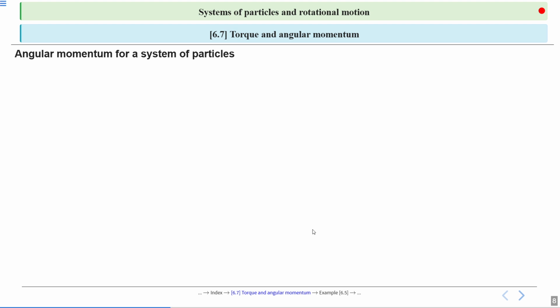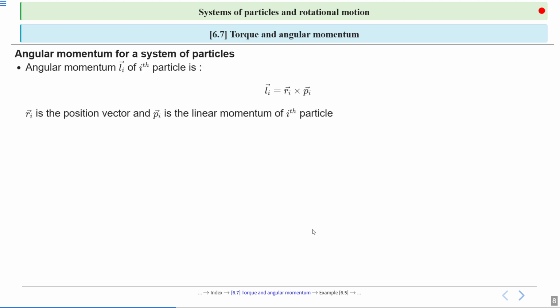Angular momentum for a system of particles. Now, suppose we have an ith particle. In that case, its angular momentum will be Li is equal to Ri cross Pi. Suppose you want to calculate the angular momentum of the second particle. So i equal to what? It will be 2. So L2 is equal to R2 cross P2. Ri is the position vector and Pi is the linear momentum of the ith particle.